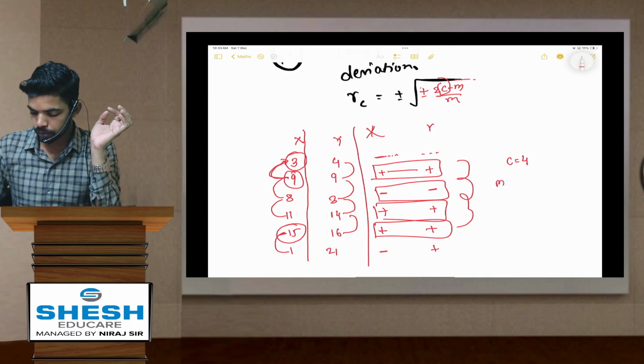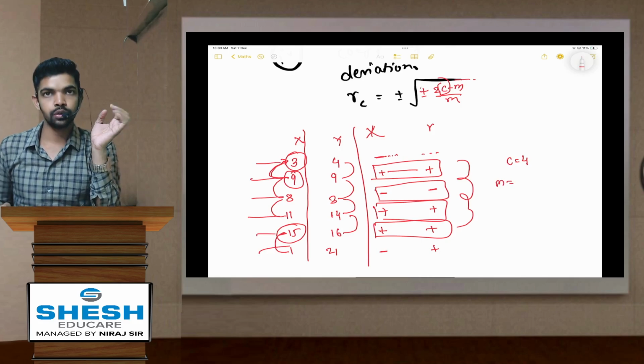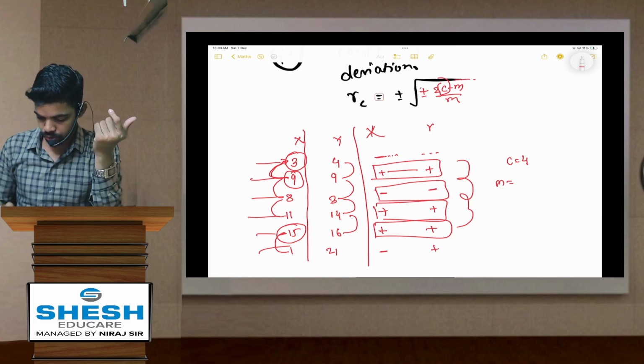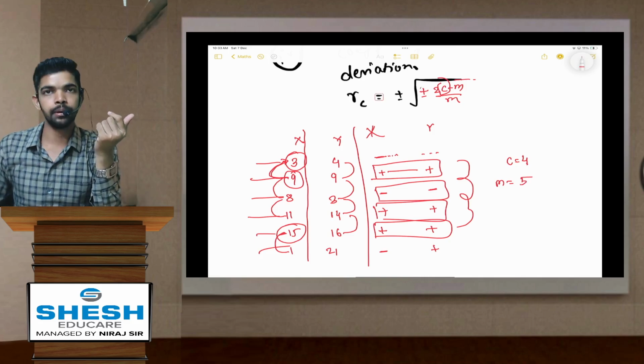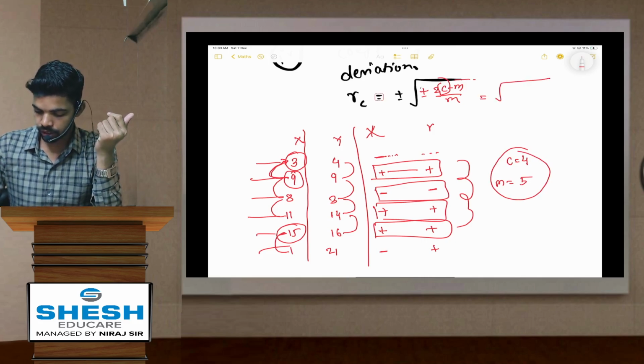And now what will be M? Total how many data do we have? 1, 2, 3, 4, 5, 6. So we take one less than the number of observations we have. So M will be 5. Now substitute this value over here. So what will you get? Plus or minus root of 2C minus M upon M. 2 into 4 minus 5 upon 5, which is plus or minus root of 8 minus 5 upon 5, which is 3 upon 5.